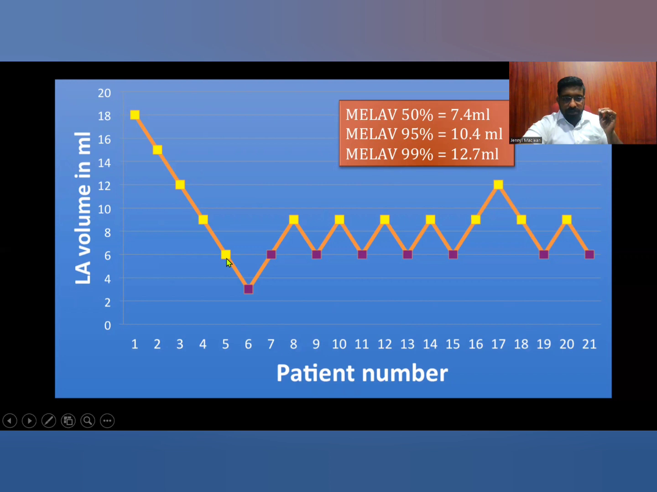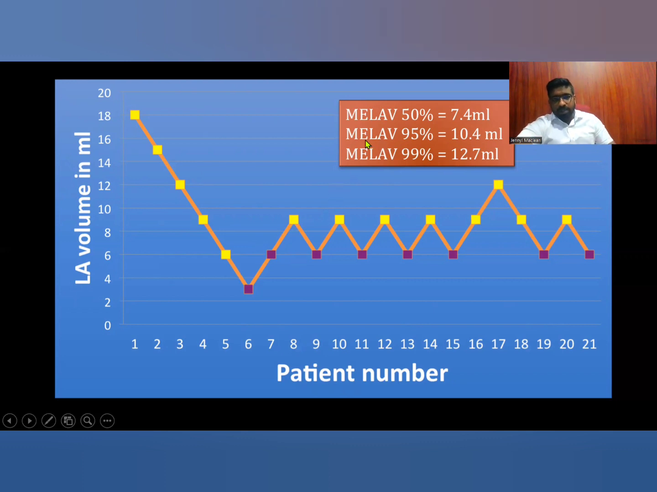He had a successful blockade. Then he came down and gave around 1 ml to each trunk of the brachial plexus. Then he failed. Then they increased. Then again they failed. Then they increased, around 3 ml of local anesthetic for each trunk of the brachial plexus.